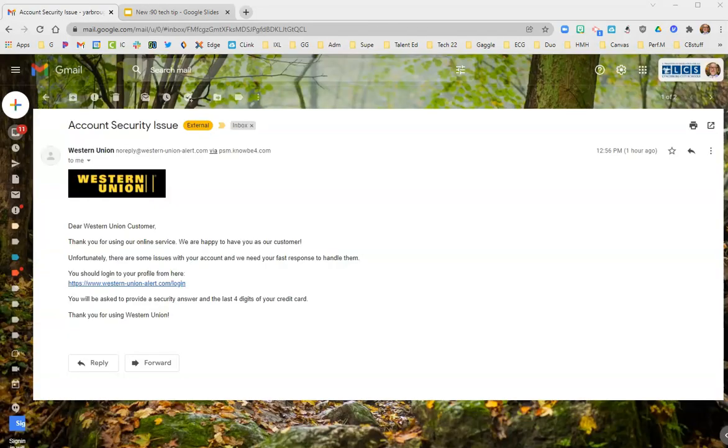So what we have here is a phishing email. This is actually one that was sent to me. And it looks pretty straightforward. We have an account security issue. "Dear Western Union customer, thank you for using the service." So they're trying to make it sound like they've already used the service and they're happy to have us. "Unfortunately, there is an issue here and it needs to be dealt with." This is especially alerting here. "Fast response." And they're asking me to log in. And it says they will need to provide a security answer and the last four digits of your credit card. I don't use Western Union, or I haven't in a very long time.